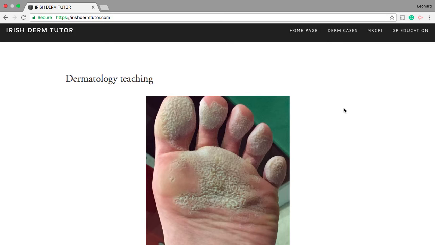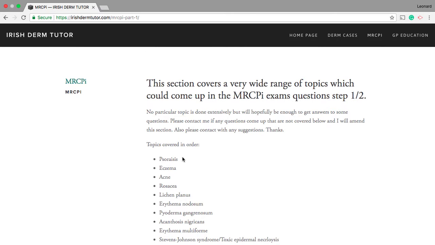So for this part of the website, I'm going to talk about the MRCP section. This is aimed at people who are preparing for their MRCPs. The first two parts are obviously MCQs, and they cover a huge range of topics which could potentially come up. Therefore, I've covered a wide range of topics, but very concisely. But hopefully it's enough information there to get you a few marks on the exam.